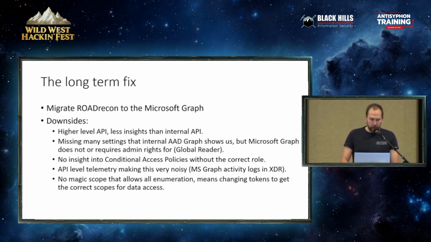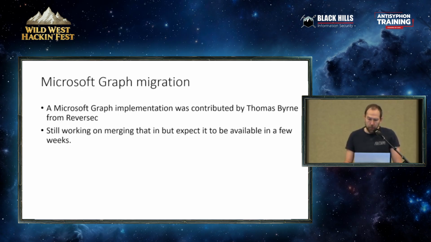There's already some work on this. I started this quite a few years ago, and then it was also picked up by Thomas Byrne from Infosec, and he basically made a graph implementation. So there is a sort of working version that uses the Microsoft Graph for enumeration with a working front end. It's not 100% working yet, so that's why I'm still merging that in. It's almost there, so it will probably be released in a couple of weeks, and then you have the choice whether you want to continue using the legacy API or move to the Microsoft Graph.